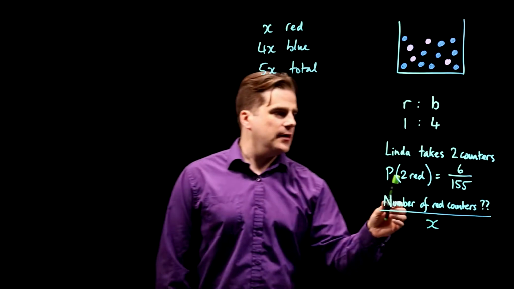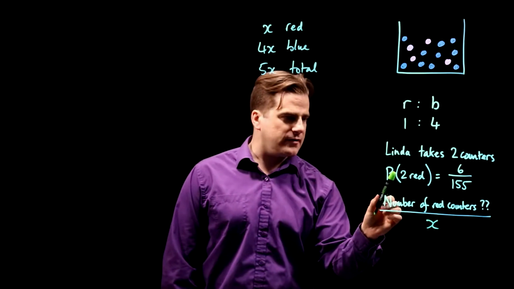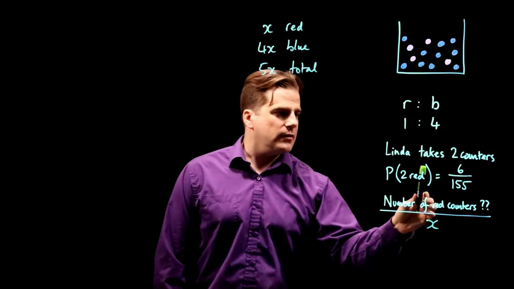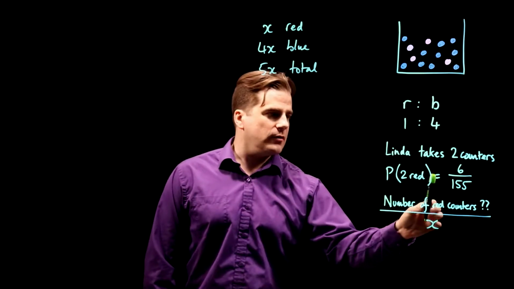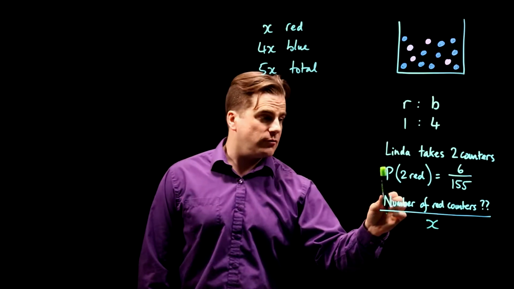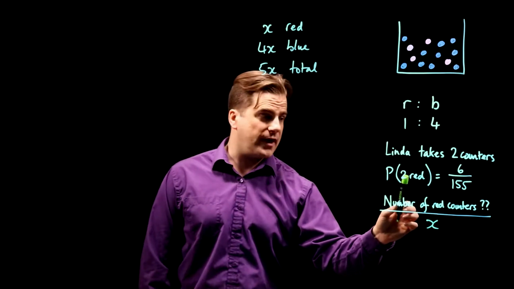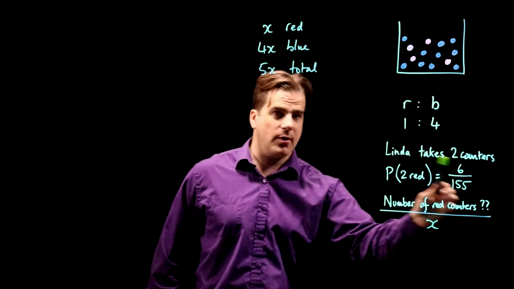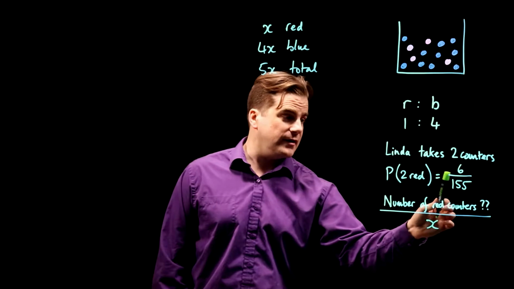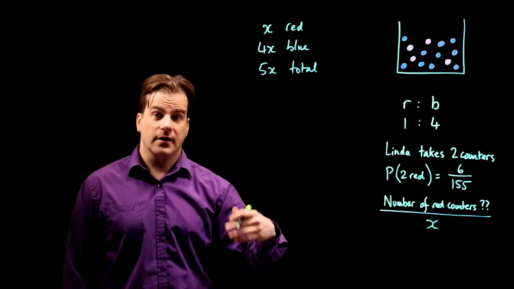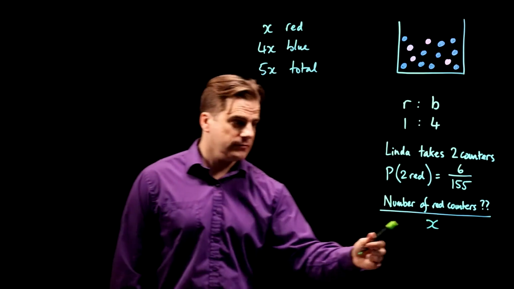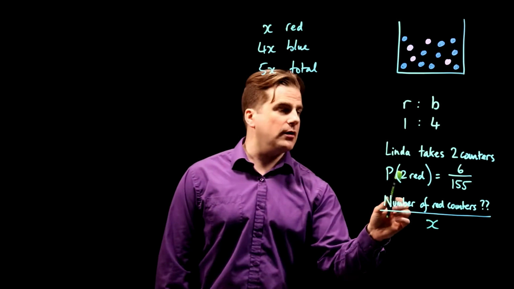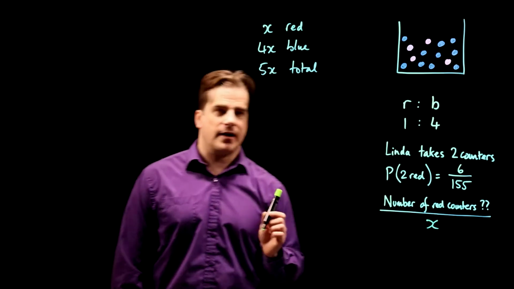Good, okay? Now, the probability that she picks 2 red is that. We're going to work out what the probability of choosing 2 red counters is. We're going to write it in terms of x. And then that's our equation. We'll have x on this side equals 6 over 155. And then we can work out x, which is what we want. So what's the probability of choosing 2 red counters?